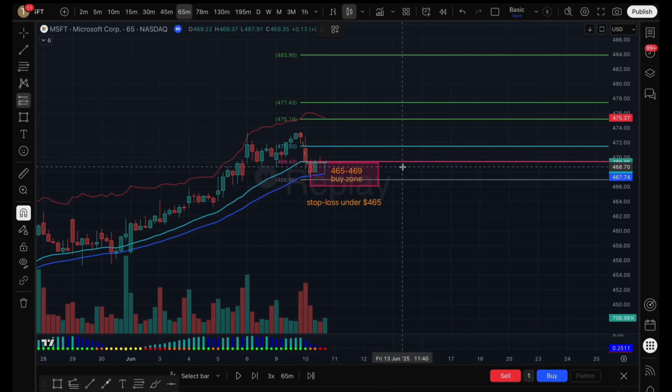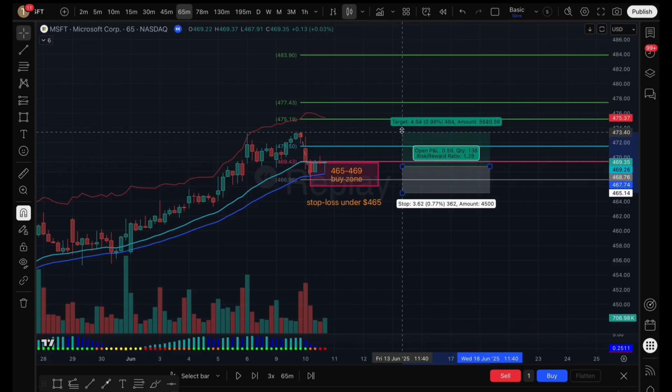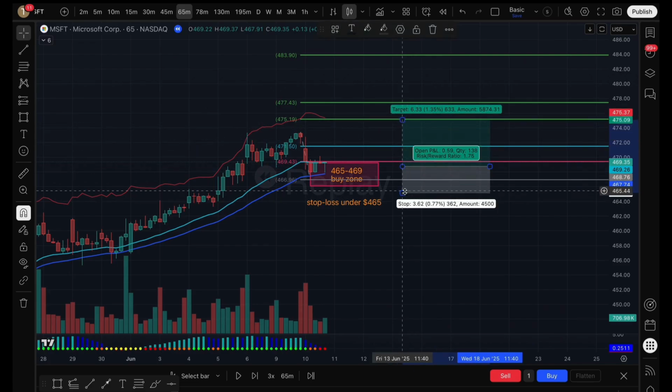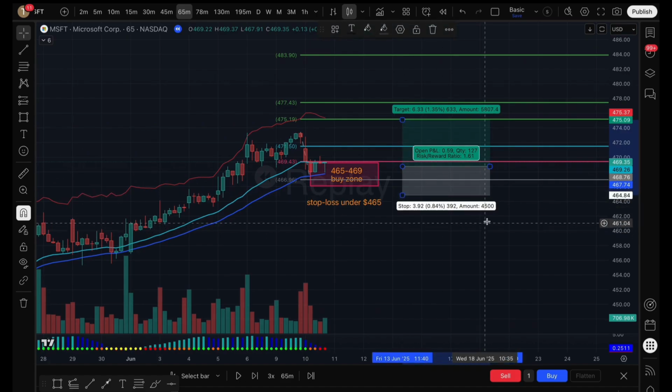So getting in my buy zone, going to target one, and stopping under 465. Here we go. So risking $1 to make $1.61. Not everybody will like these odds. Risking one to make maybe one, because I understand the probability of these trades working out. I'm happy to take this trade.